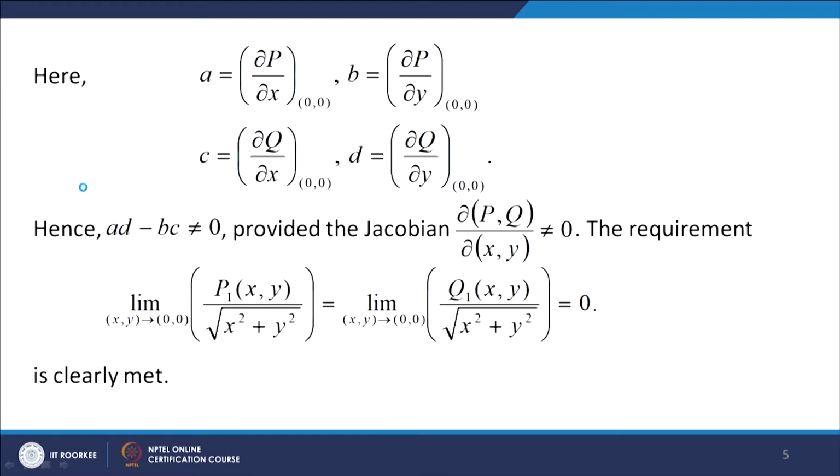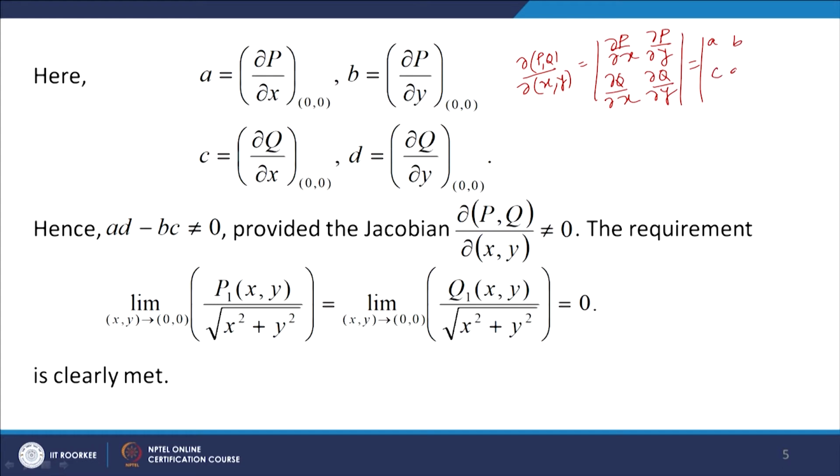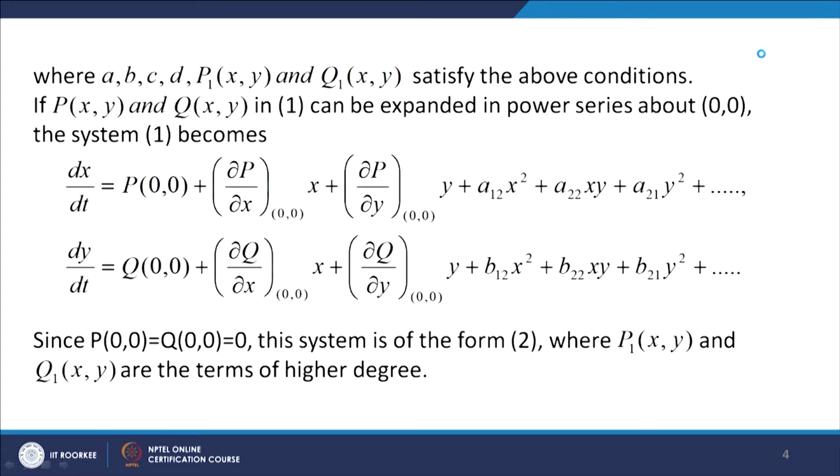So, here ad - bc is therefore not 0 provided this Jacobian is not 0. We know that the Jacobian of (P,Q) with respect to (x,y) is of this form, we defined like this. So a is the partial derivative of P with respect to x at (0,0). Similarly, b, c, and d, and ad - bc is not equal to 0. It means that this Jacobian is not 0. So, the requirement is clearly met because P1(x,y) and Q1(x,y) contain second and higher order terms.